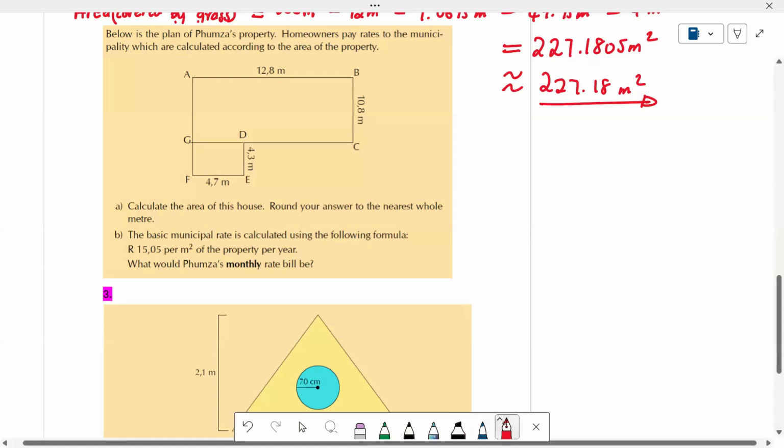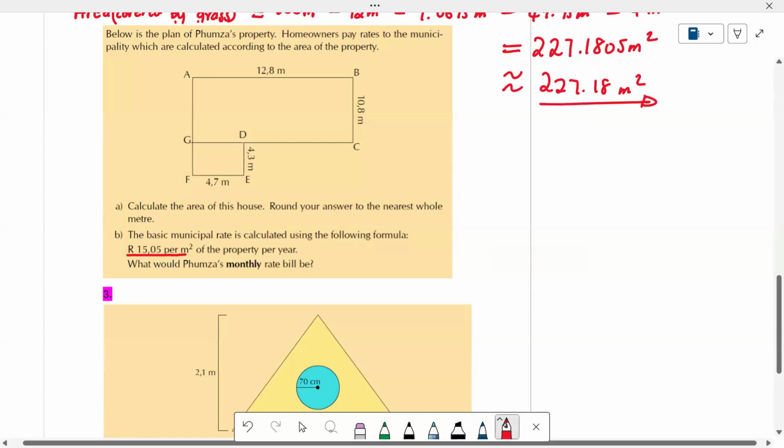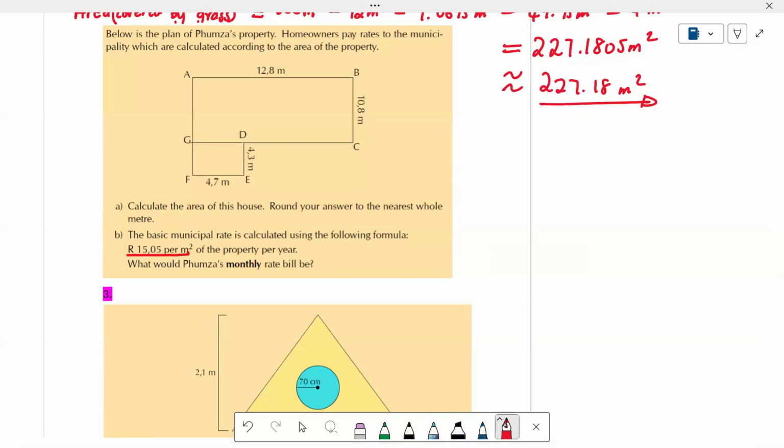I gave you this question to tackle on your own. Remember, I said that if they give you a rate like this, what does this rate mean? If they say that her basic municipal rate is 15.05 per meter squared, how do we actually write that as an equation? That rate as an equation, because that is how much she pays for her property per year. How would you write that as an equation?